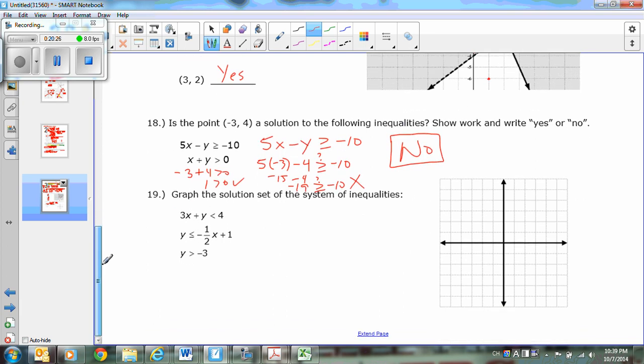Okay, and then last but not least, number 19, we're going to graph this system of inequalities on this line.